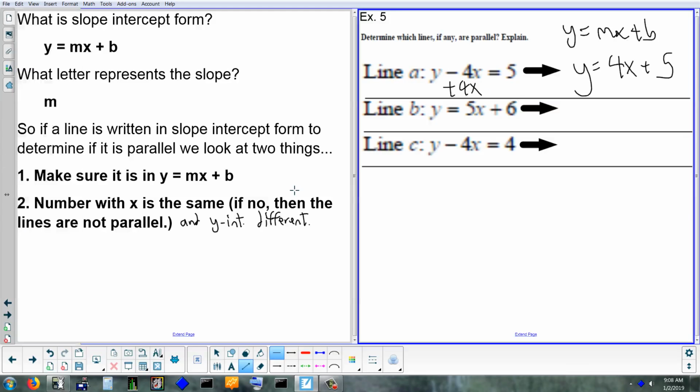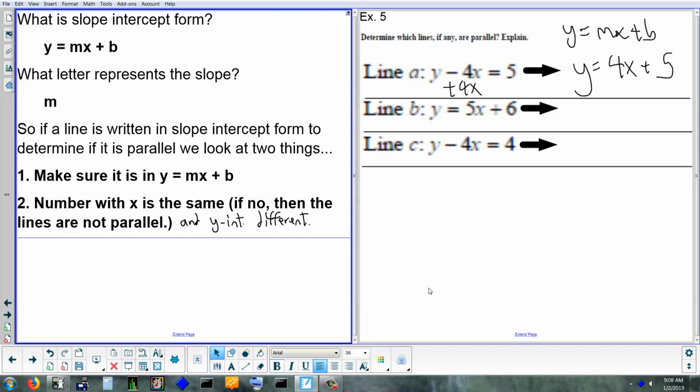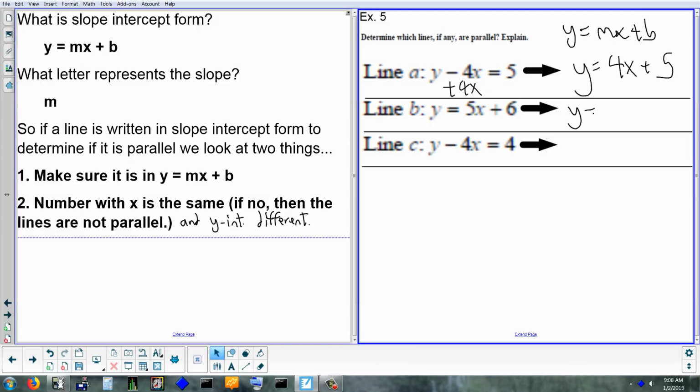All right? Next one, line B. Is it in slope-intercept? Yeah, y is by itself, it's fine. Last one, is it in slope-intercept? What do I have to move? Add 4x. When I rearrange, what's it going to look like? Y equals 4x plus, good use of 4. Very good.